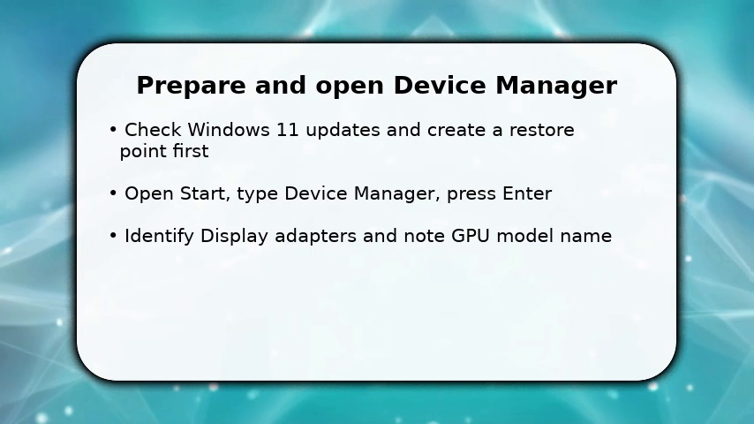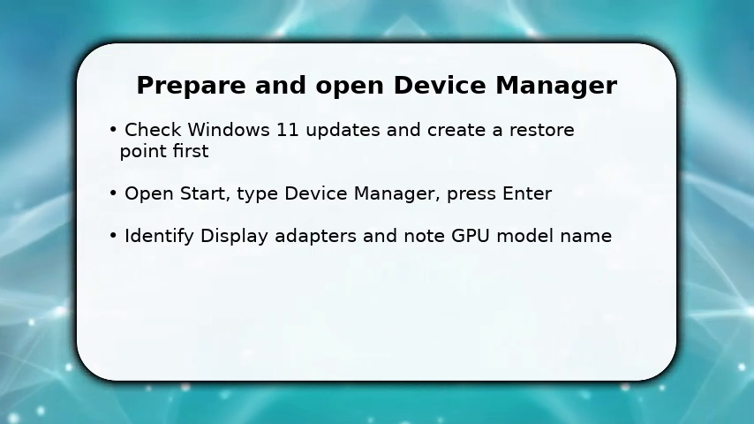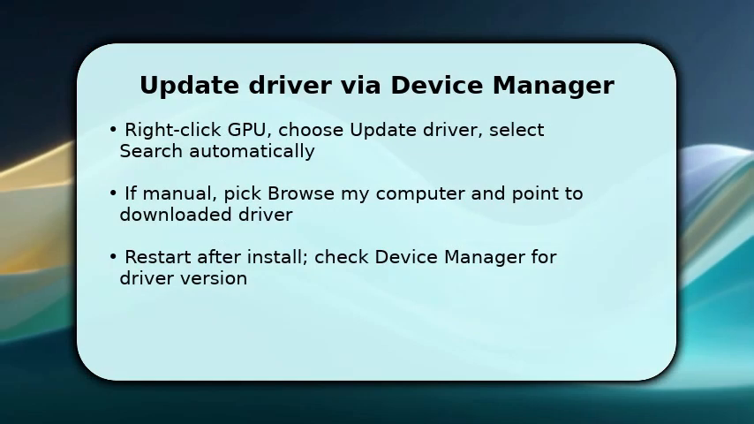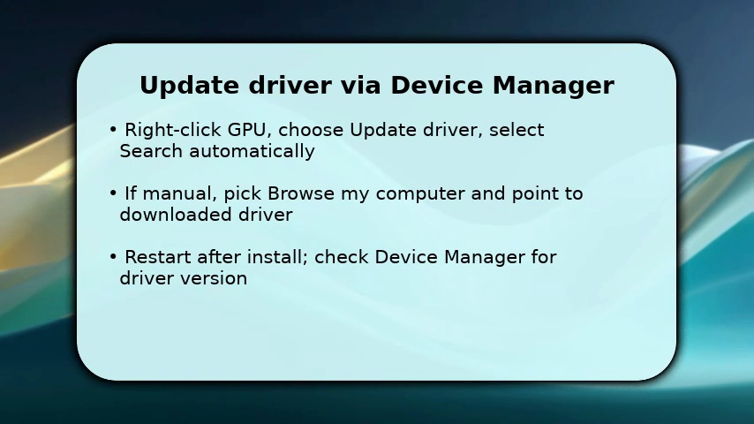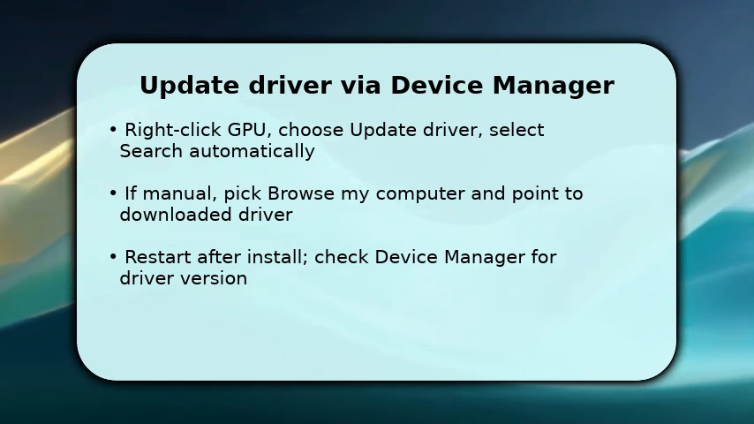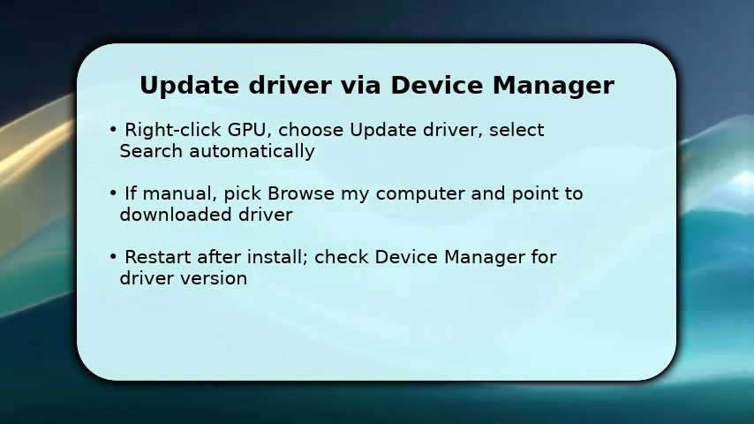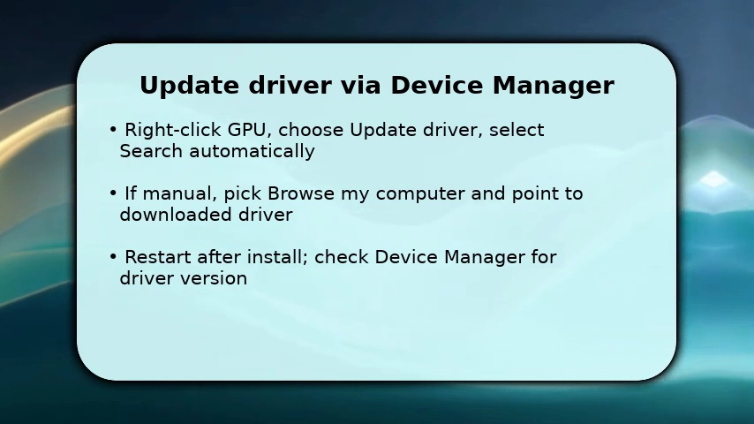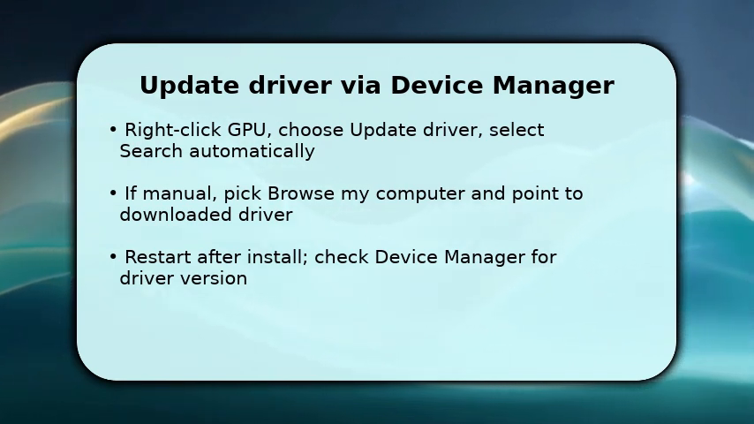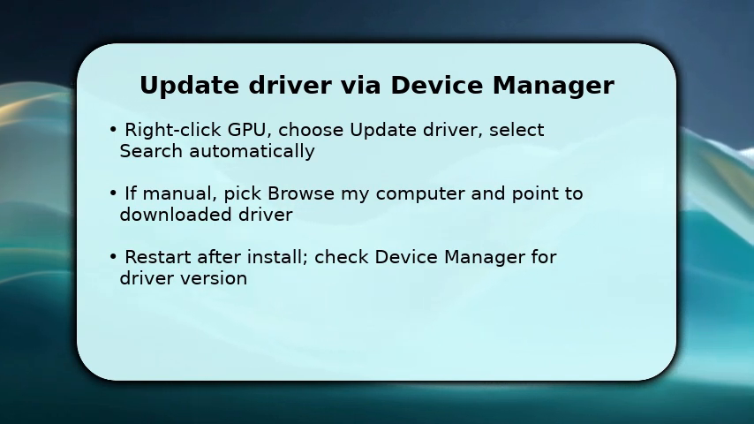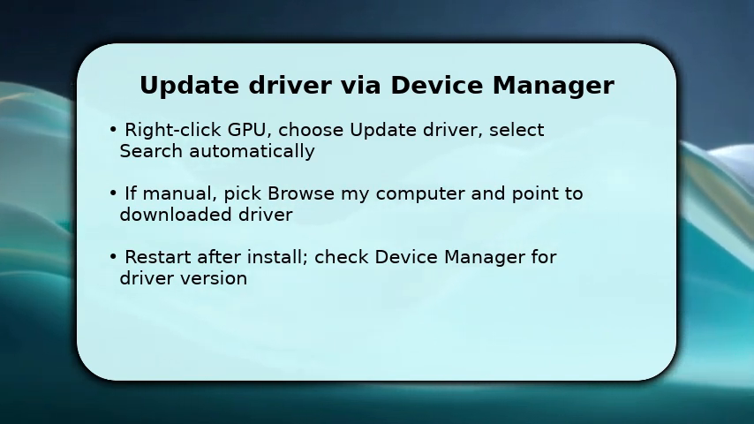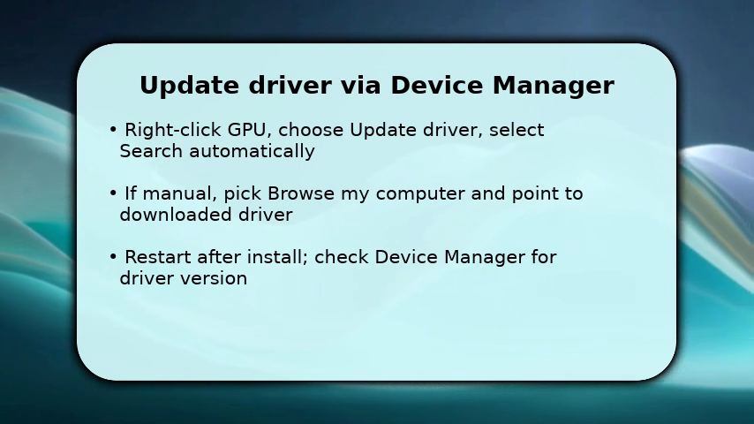You right-click the GPU entry, choose Update Driver, and select Search automatically to let Windows fetch WHQL drivers quickly. If you already downloaded a manufacturer driver, choose Browse My Computer and point to that folder. This avoids generic drivers. Once the installer finishes, restart to finalize kernel-level changes and prevent conflicts.